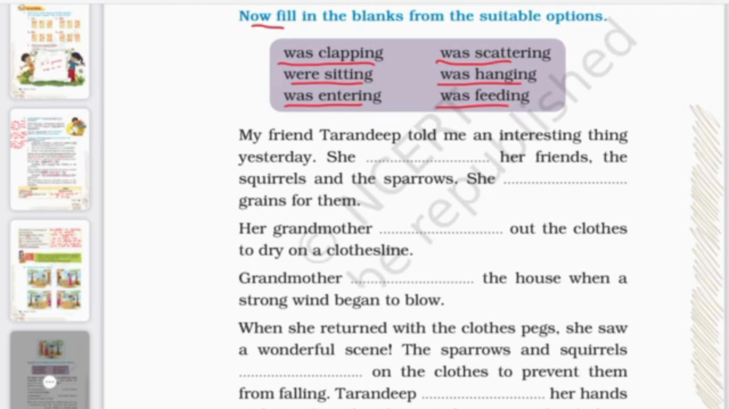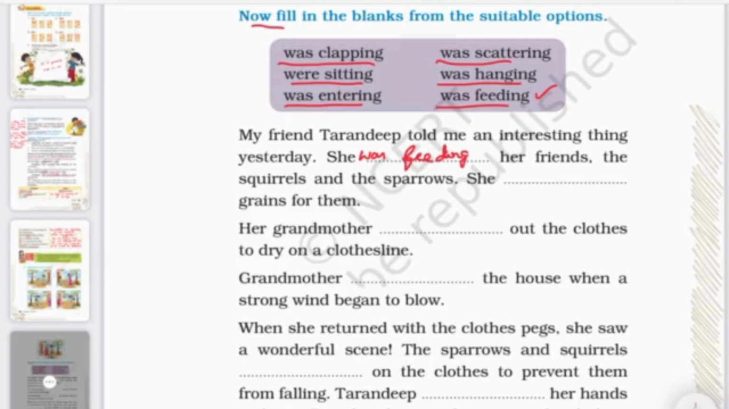My friend Tarandeep told me an interesting thing yesterday. She dashed her friends, the squirrels and sparrows. She dashed grains for them. She, that is, was feeding. We want to use the correct word. She was feeding her friends, the squirrels and the sparrows.